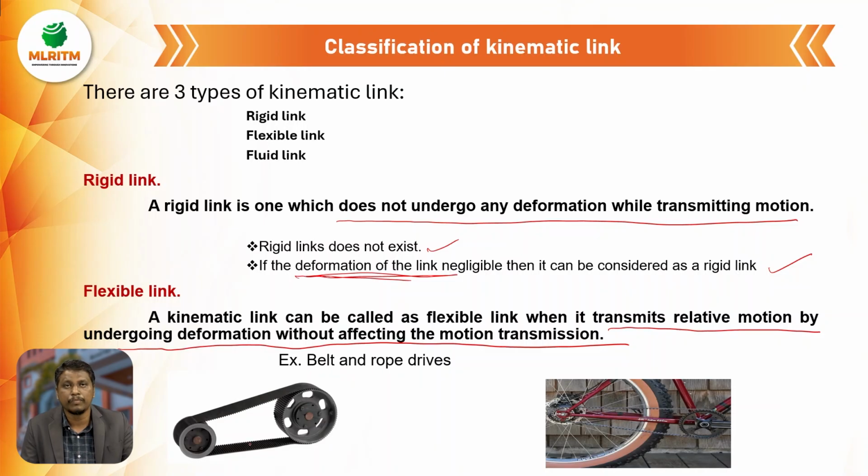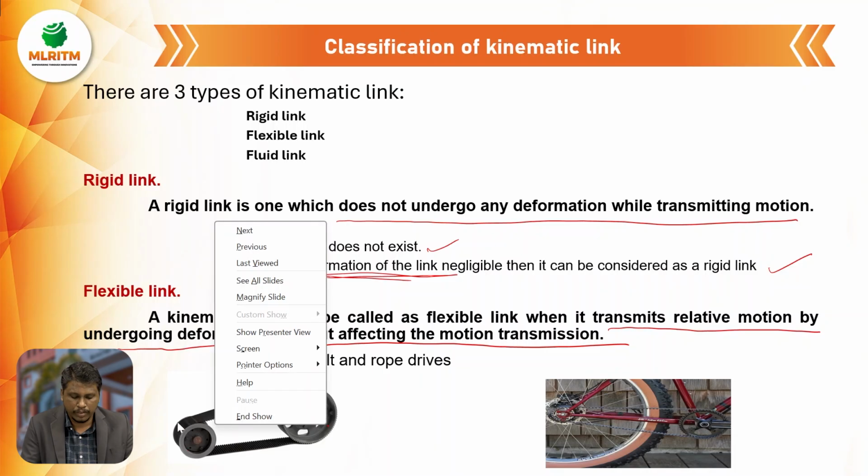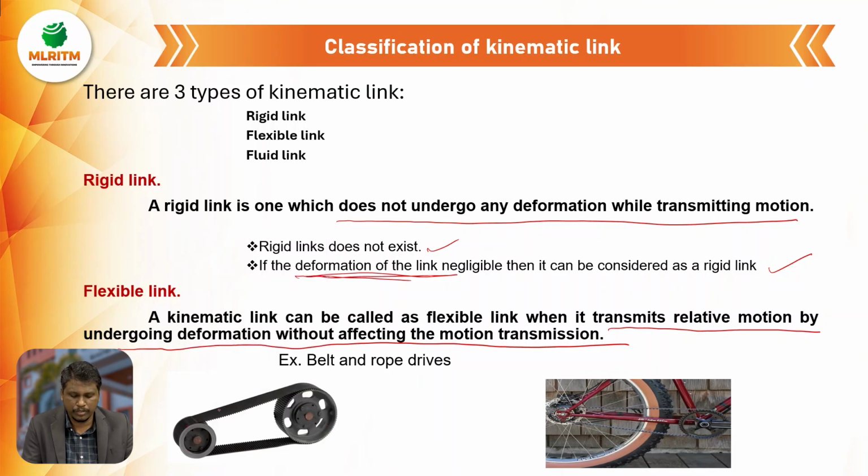In a belt drive, it can transmit the motion from one pulley to another pulley, and during that time it can make some deformation, but it will not affect the transmission of the motion. Correct. Same like that, the cycle chain can transmit the motion from the front sprocket, the pedal sprocket, to the wheel sprocket, but it will not affect the transmission of the motion. Okay, so this is an example of the flexible link.